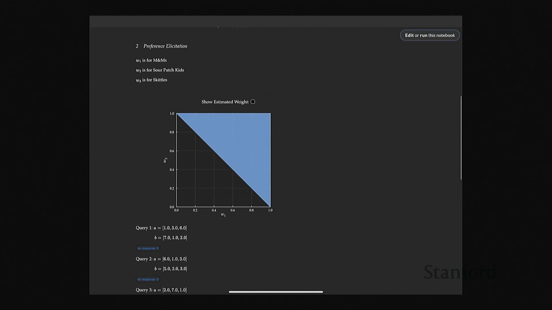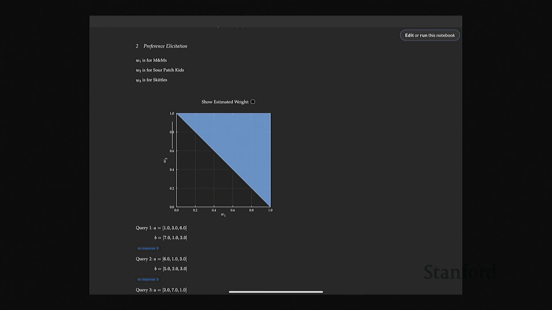Again, we have this weight vector that we want to learn. W1 is how much we care about M&Ms relative to the others. W2 is how much we care about Sour Patch Kids. And W3 is how much we care about Skittles. And we said that we want all of our weights to sum up to 1. So what this plot is showing here is on the x-axis, we have W1.